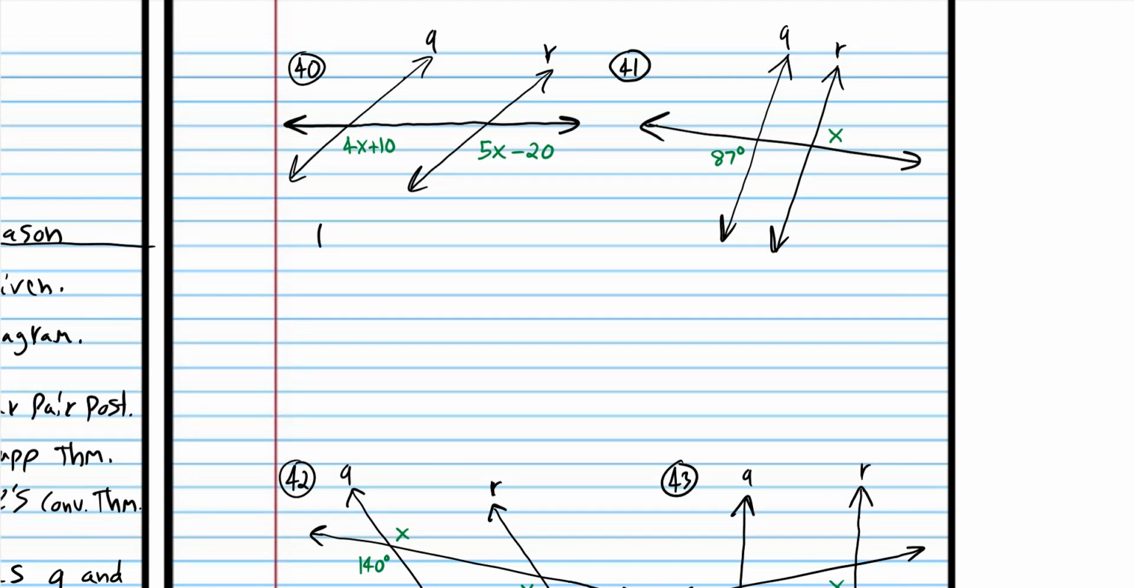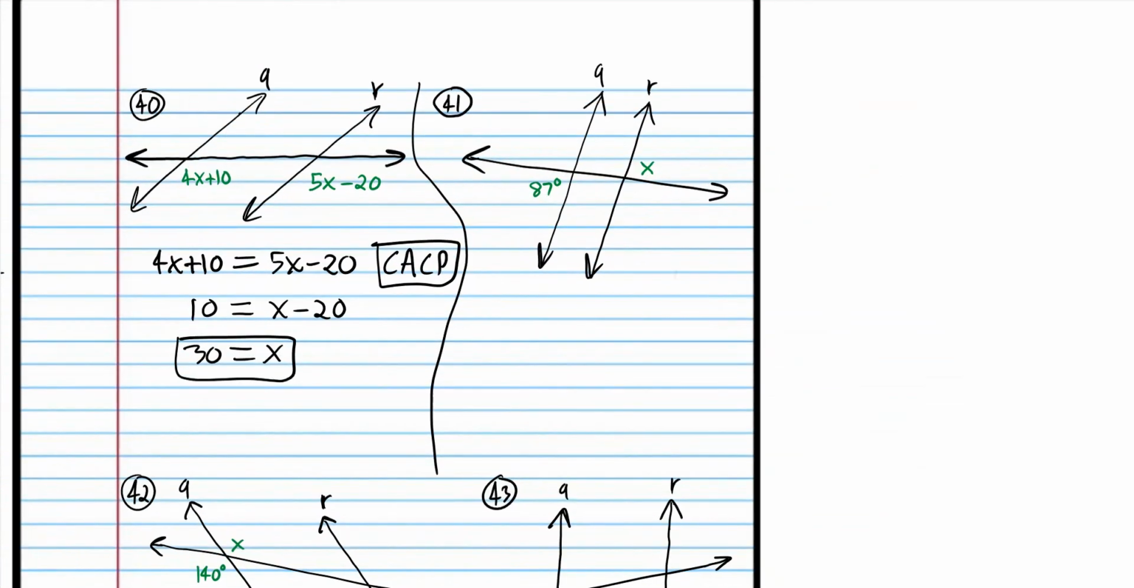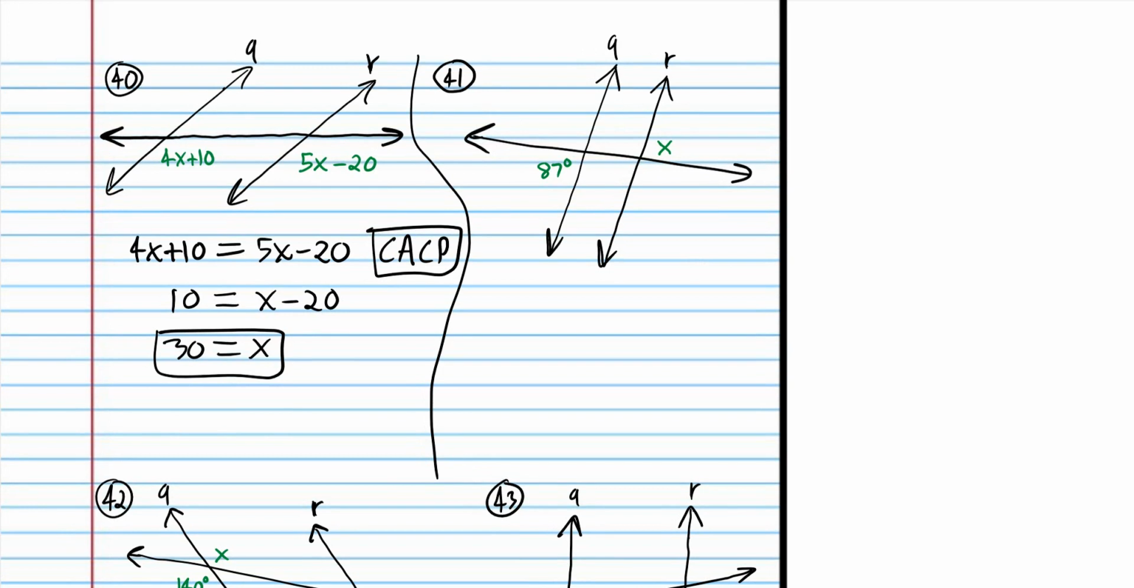All right, those are corresponding angles, so we have to assume that they're equal, because that's the only way that we could make Q and R parallel. So subtract 4x from both sides, add 20 to both sides, and x is equal to 30, and that is the corresponding angles converse postulate. So if you got those answers, good job. Try number 41, and when you come back, we'll do it together.